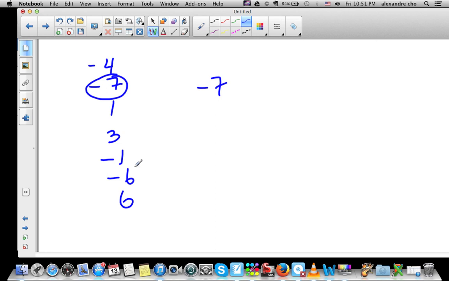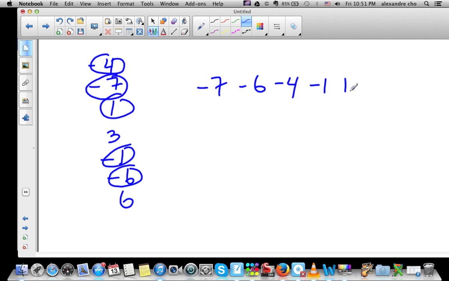Second coldest temperature would be negative 6. And then negative 4. And then negative 1. And then it's getting warmer. It's going to 1. And then it's going to 3. And finally, 6. So that will be your order from coldest to warmest.